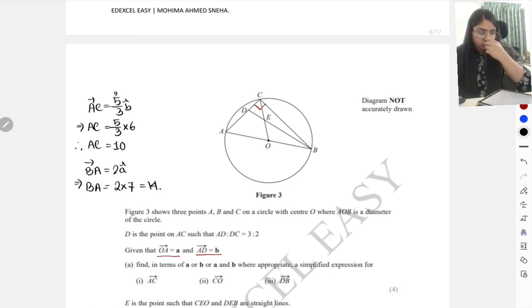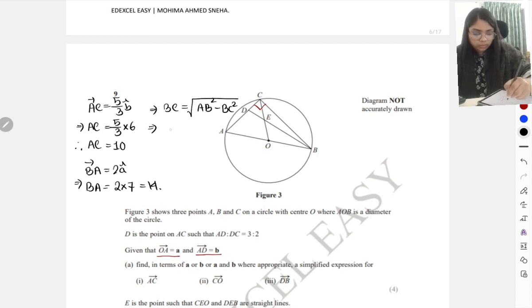So then we can use Pythagoras from here. That is going to be like, AC square plus BC square is equal to AB square. So in that case, BC would be the square root of AB square minus AC square, which indicates that BC is going to be the square root of 14 square minus 10 square.